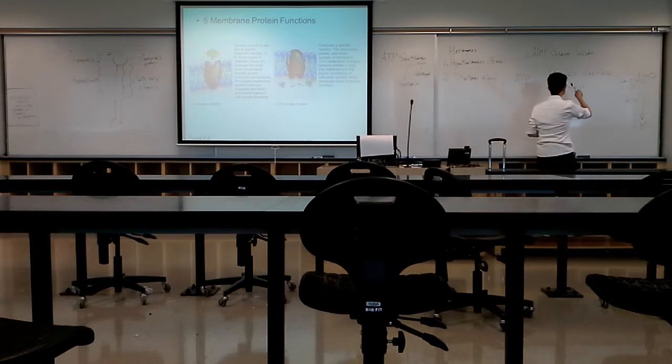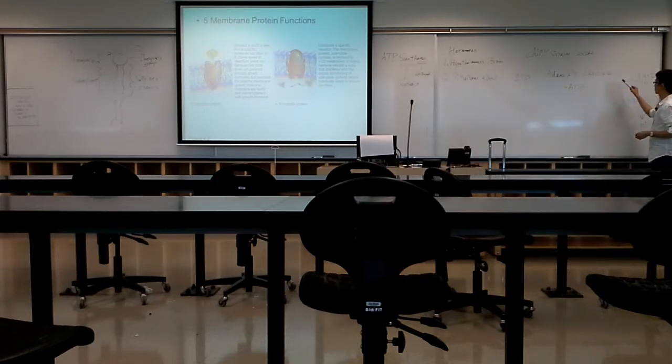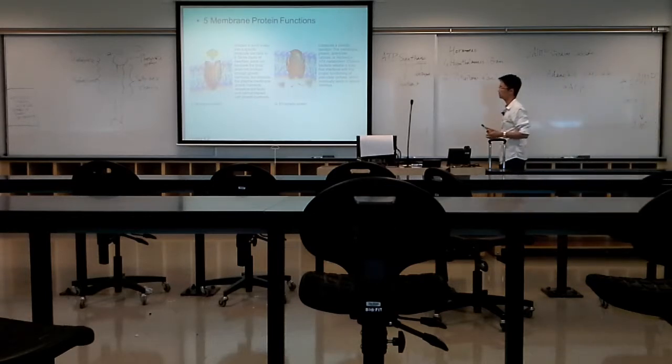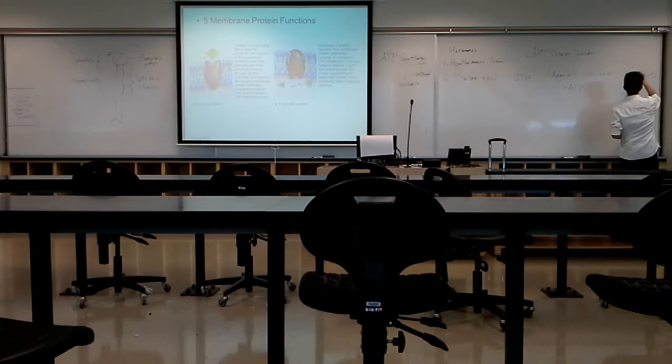So at the cyclase, you will put a loop in the cyclic AMP to make it cyclic AMP, just a loop, and then eventually the loop will be broken to become AMP. So this is what adenylate cyclase does, and it is important because cyclic AMP, this one, we call it a second messenger.